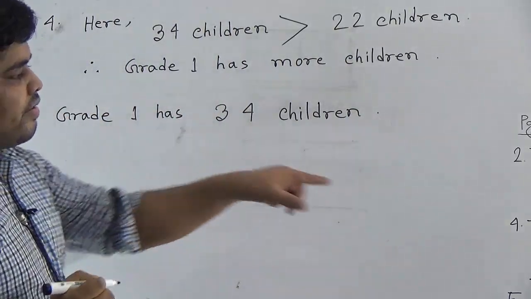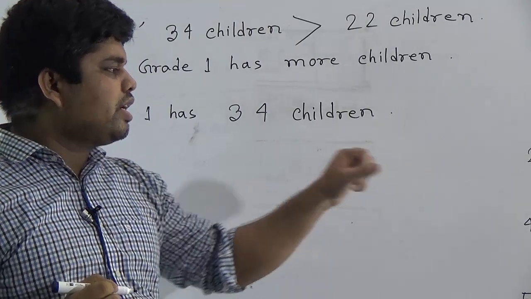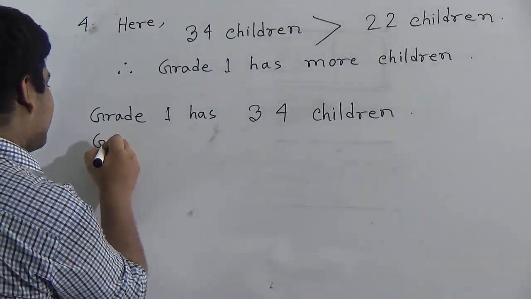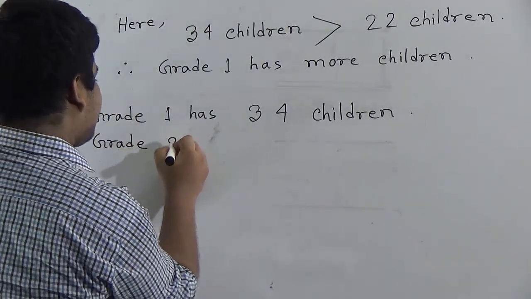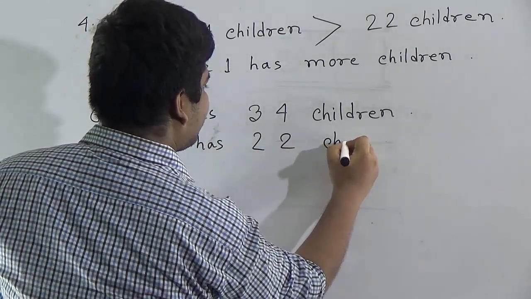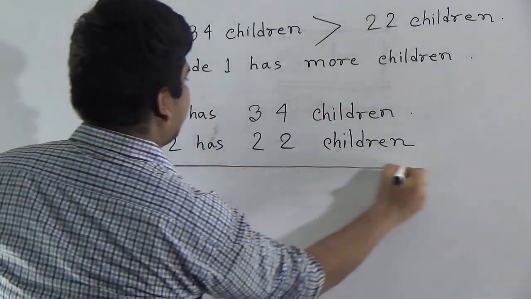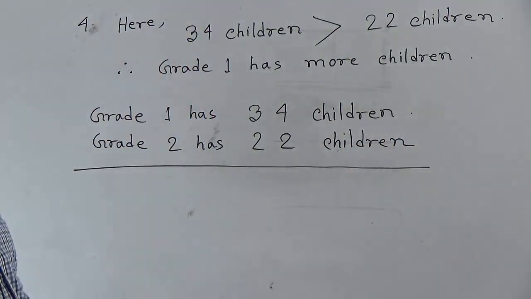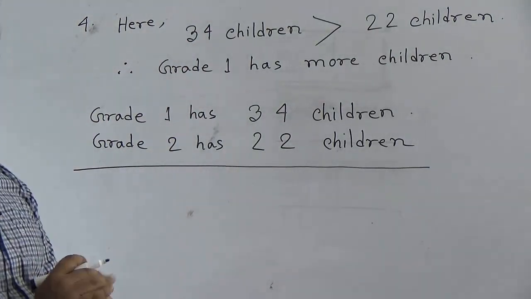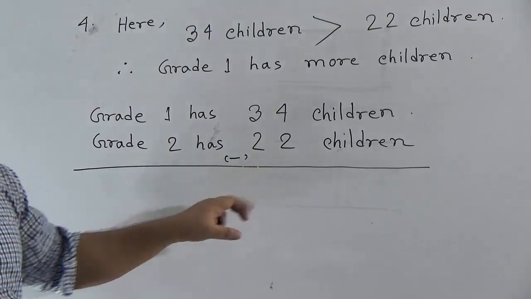Next, grade 2 has how many children? Grade 2 has 22 children. Now write here, grade 2 has 22 children. Now we subtract. In order to do subtraction, you must write here a minus sign.